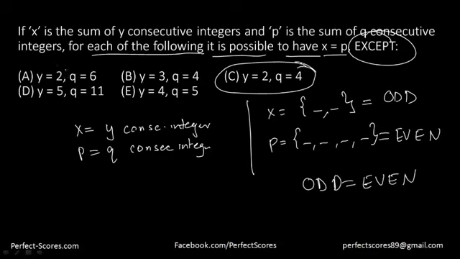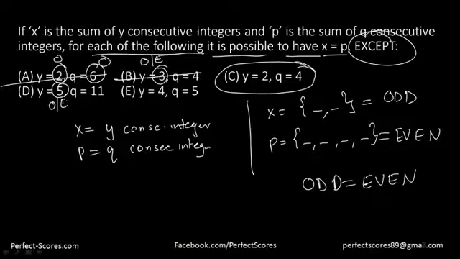Right? Sum of any 2 consecutive integers is odd. Sum of any 6 consecutive integers is odd. That means this is eliminated. Sum of any 3 consecutive integers can be odd and even. That means this is eliminated. Sum of any 5 consecutive integers can be odd and even. Eliminated. 4 is always even, but 5 can be odd and even. That means this is also eliminated. That means C over here is my answer.